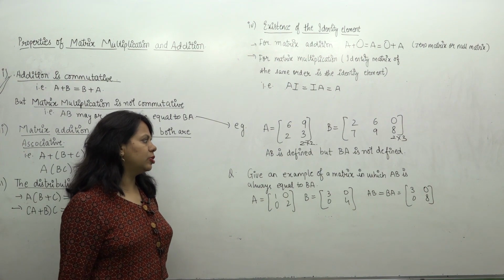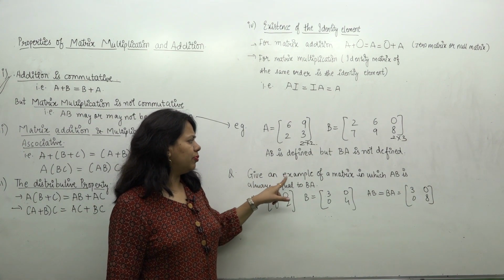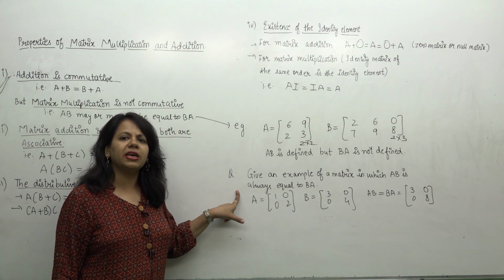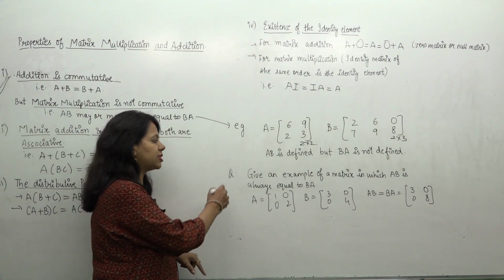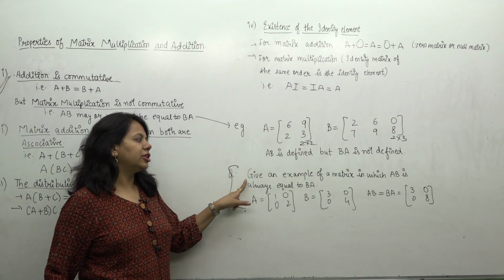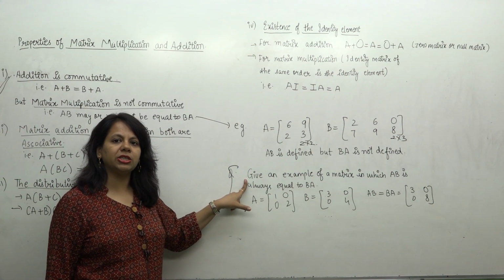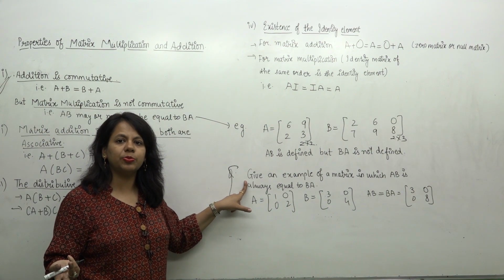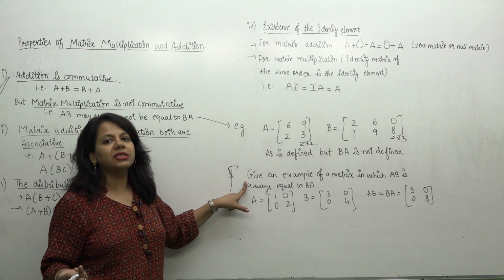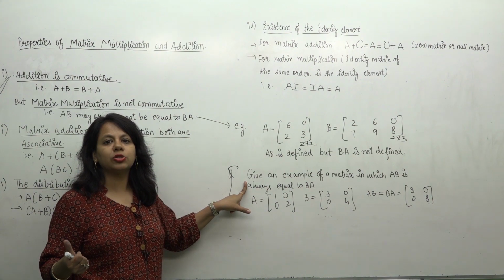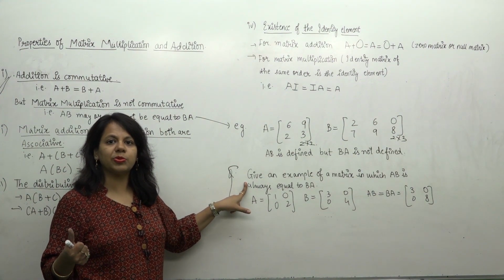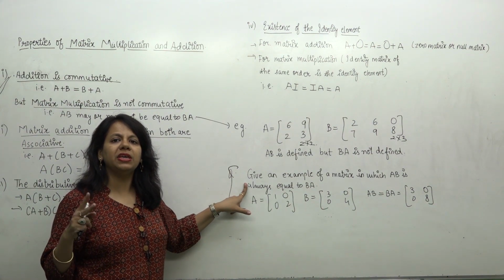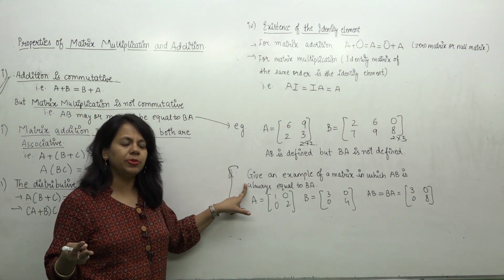Now suppose I ask you a question. Give me an example of a matrix in which AB and BA are always equal. When does this particular thing happen? This happens only in case of diagonal matrices. Please do remember, in case of diagonal matrices, AB and BA would always be equal.